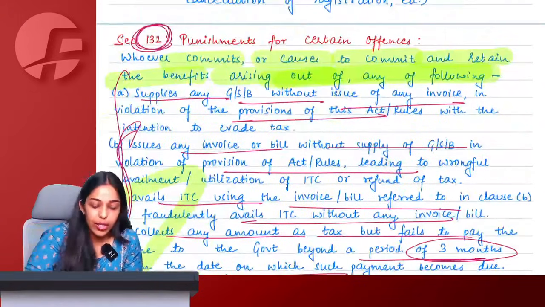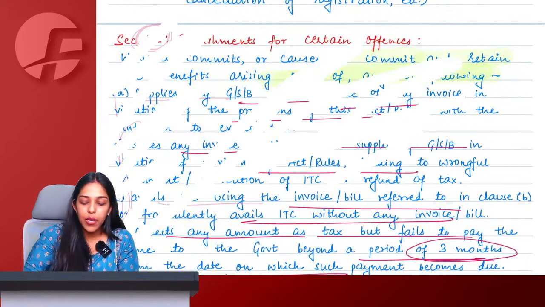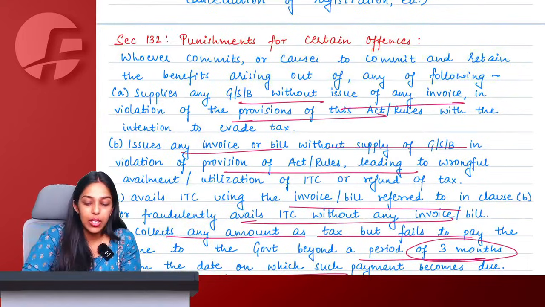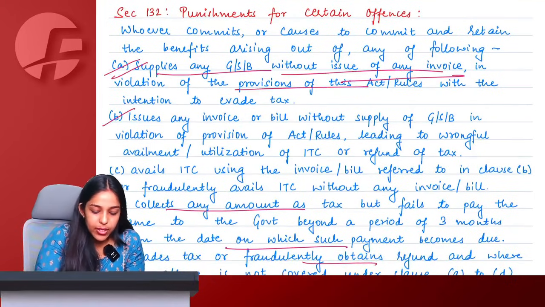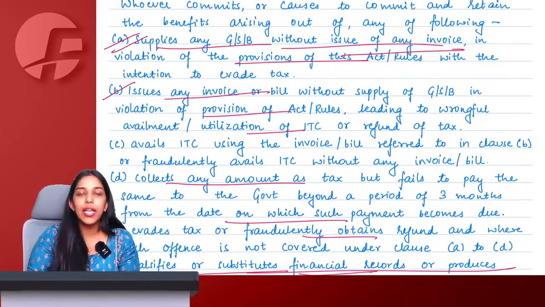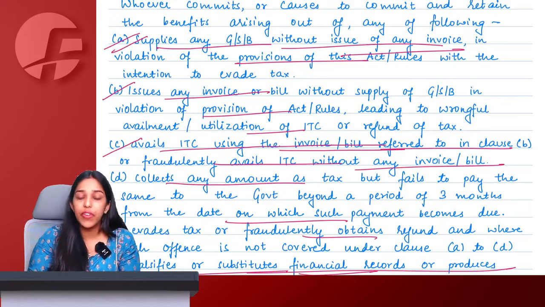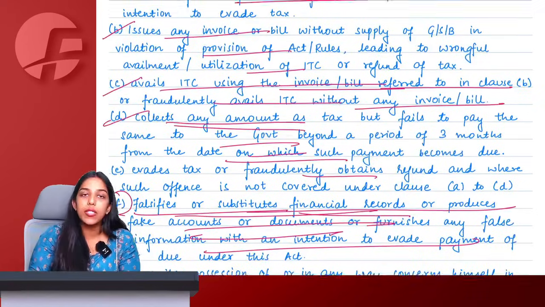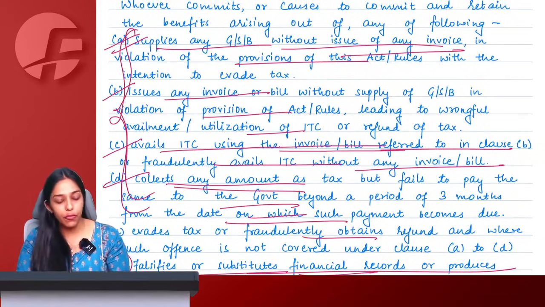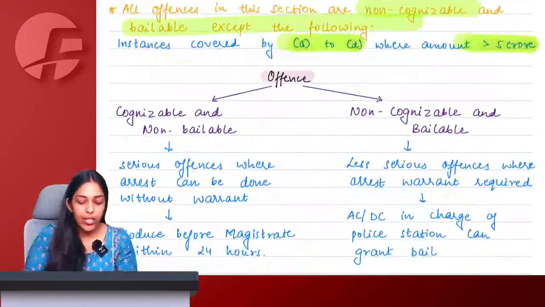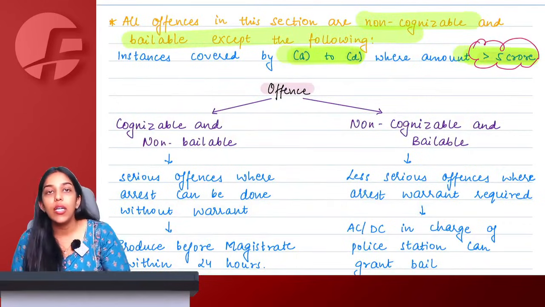What are clause A to D? Now, this particular section, as I said, there is a lot of learning involved here. Along with the clause number, if you learn, then the section becomes a little easy for you. So, for A, B, C, D: supplying goods without invoice, issuing invoice without supply, utilizing wrong ITC, basically availing ITC using any false invoice or fake bill, and collecting amount but not depositing it to government. For these four types of offences particularly, if the amount is greater than 5 crore, then they become cognizable and non-bailable.